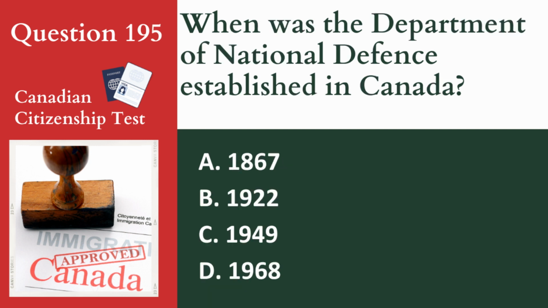Question 195. When was the Department of National Defence established in Canada? A. 1867. B. 1922. C. 1949. D. 1968. Answer: B. 1922. The Department of National Defence was created in 1922 through the merging of the Departments of Militia and Defence, the Naval Service, and the Air Board.